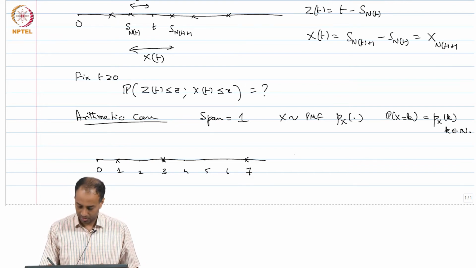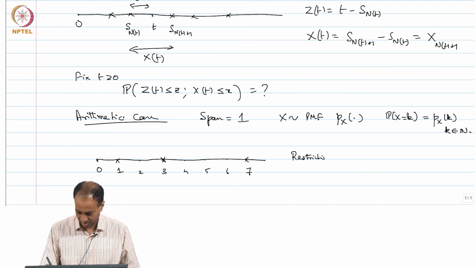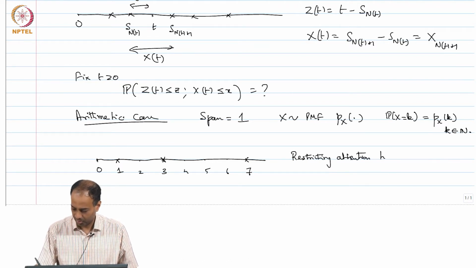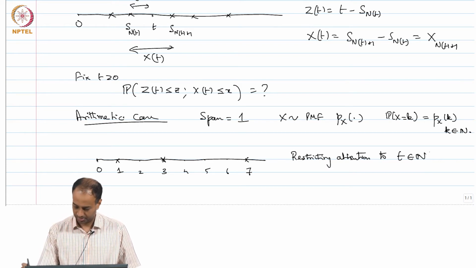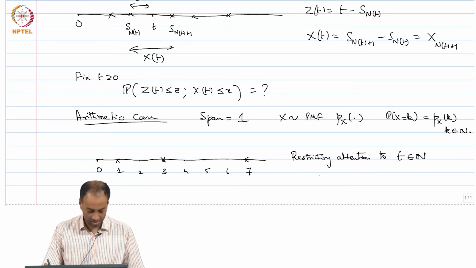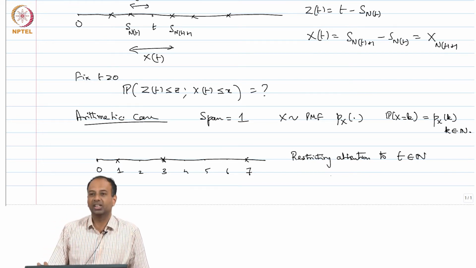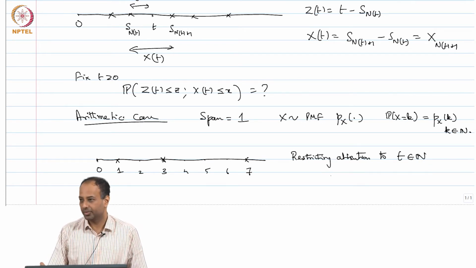So, restricting attention to integer times, t is also in N. Now, what we are saying is that the duration is at least 1 bigger than the age, correct.